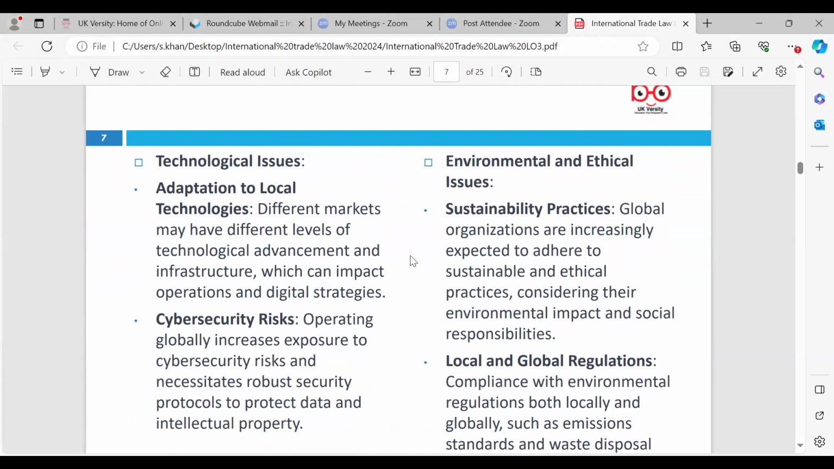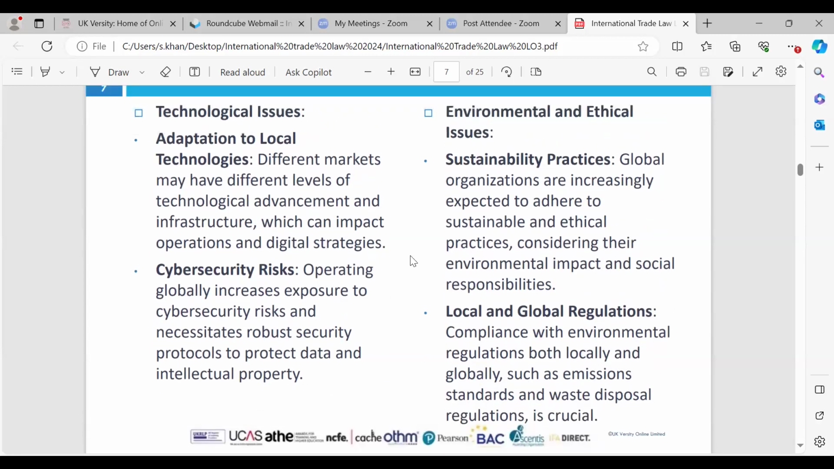Also, a big thing which is on the increase at the moment is cybersecurity risks. Operating globally increases exposure to cybersecurity risks and necessitates robust security protocols to protect data and intellectual property. So it's really important that you're able to protect the data that's coming through computers and through protocols, because there are so many issues of cyber security out there, and so many risks of fraudulent activity.